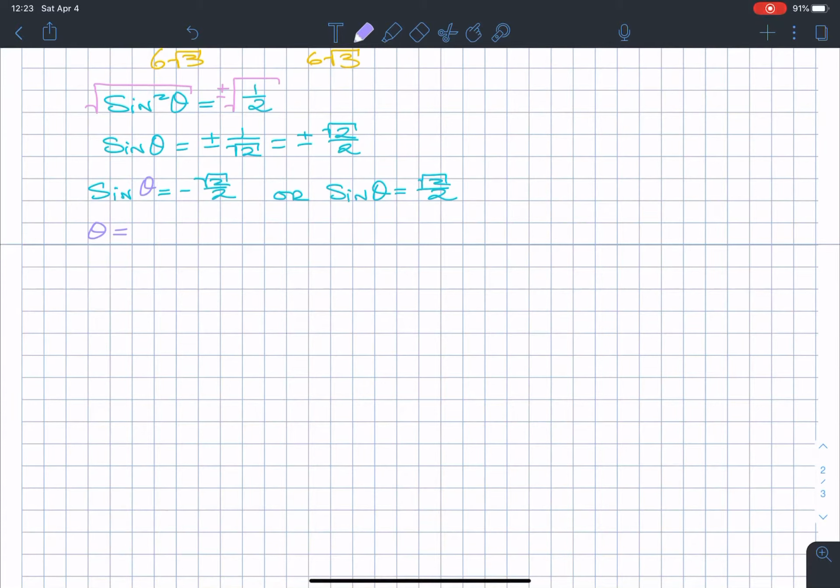So that's going to be 5 pi over 4 plus 1 full revolution and 7 pi over 4 plus 1 full revolution or any integer multiple thereof.